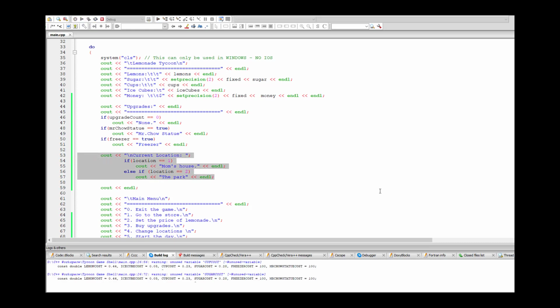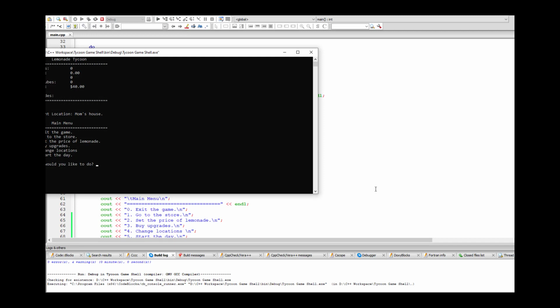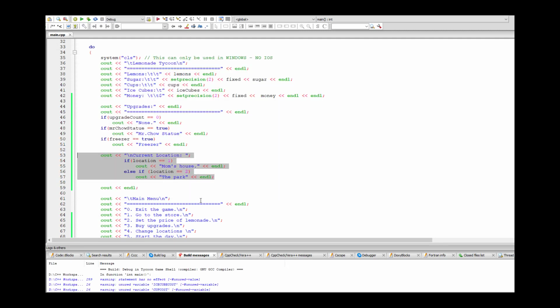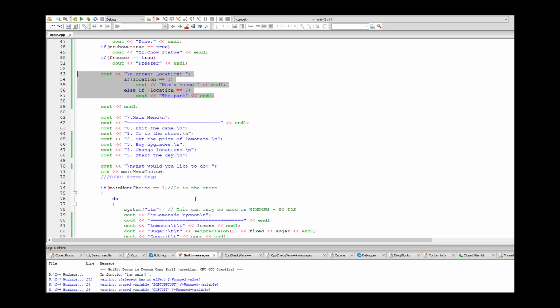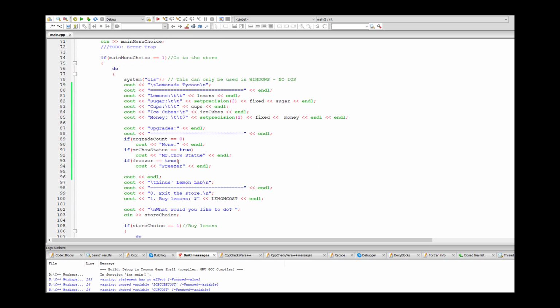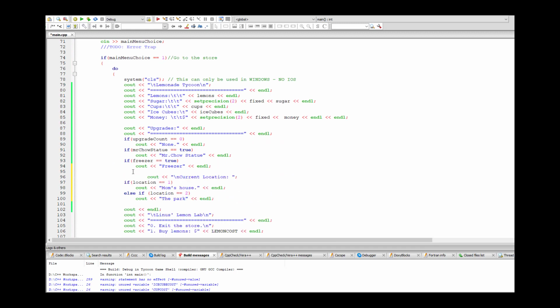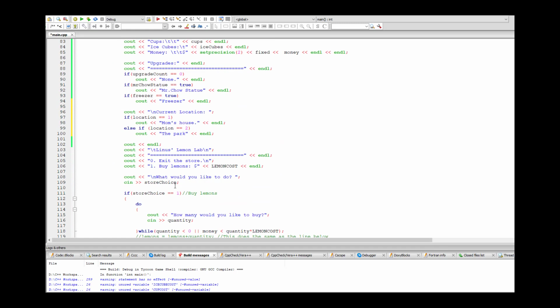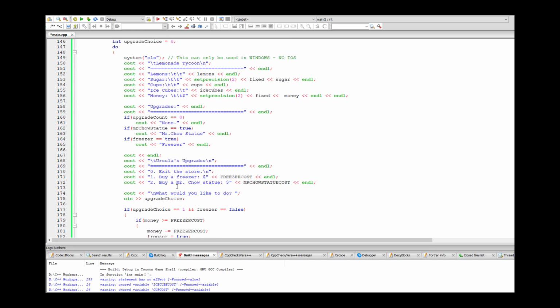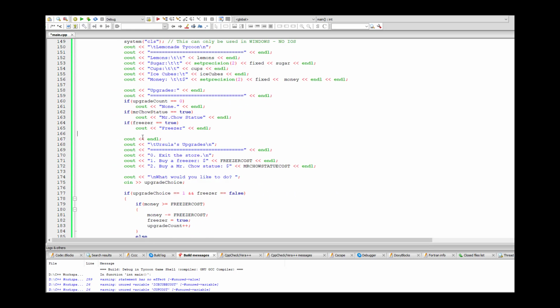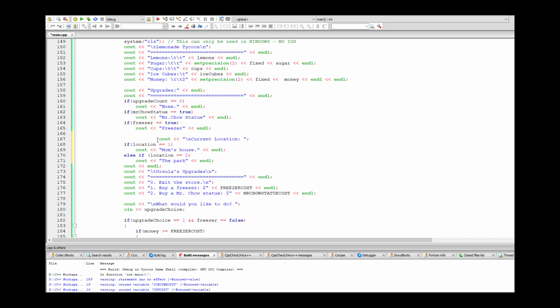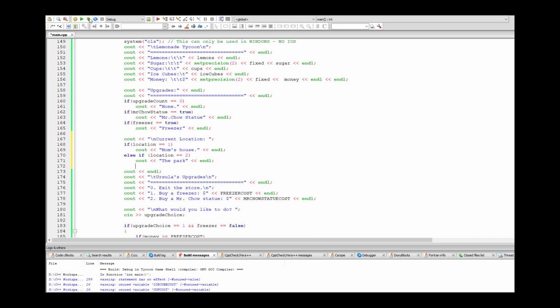Let's just test it out. Current location, mom's house. Yeah, looks okay. So we're going to copy that and paste it back everywhere else. Okay, I think there's 3 different places where this menu is shown. Yeah, here's the last one. There we go.